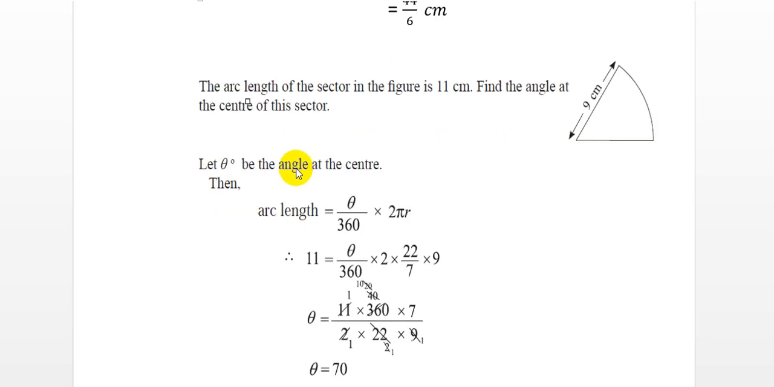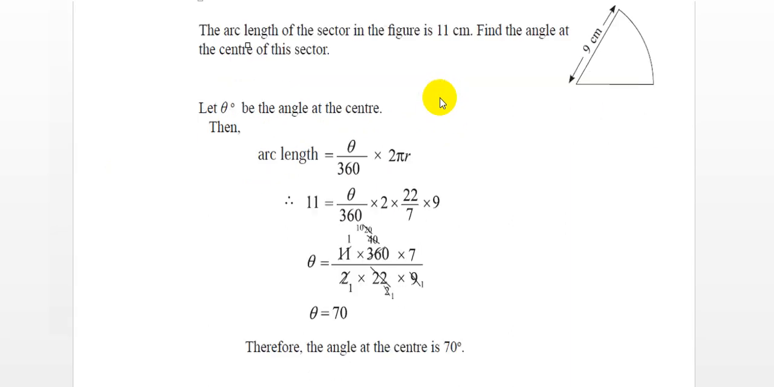As you can see on the screen, it shows the arc length of the sector in the given figure is 11 centimeter. Find the angle at the center of this sector. In this question, the arc length is given, which is 11 centimeter, and the radius of the sector is 9 centimeter, and the question asks us to find the angle at the center, or in other words, the theta value.